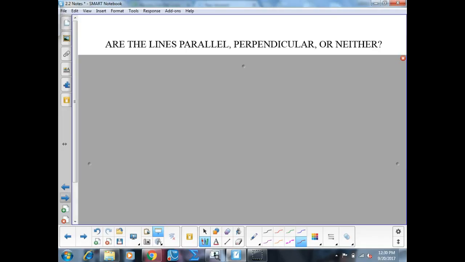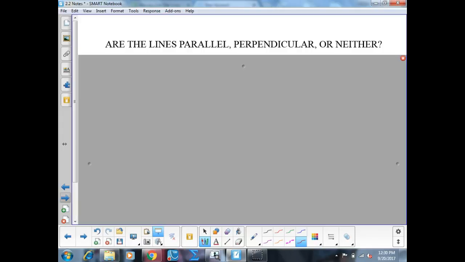Okay. Next concept I want to talk to you about are parallel, perpendicular, or neither. When we're dealing with slopes, we can have three different pairs of lines. Two lines can be parallel. What does parallel mean? Parallel lines don't ever intersect. Give me a real world example of parallel lines. Train tracks. Yep. They are always going in the same direction.